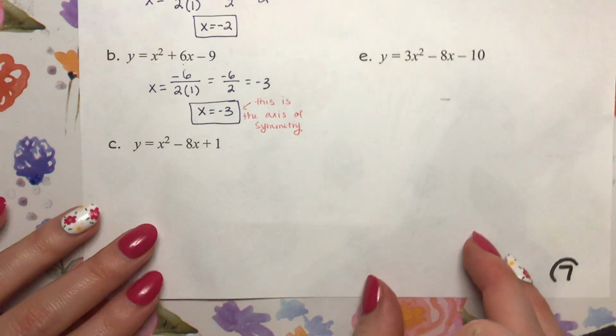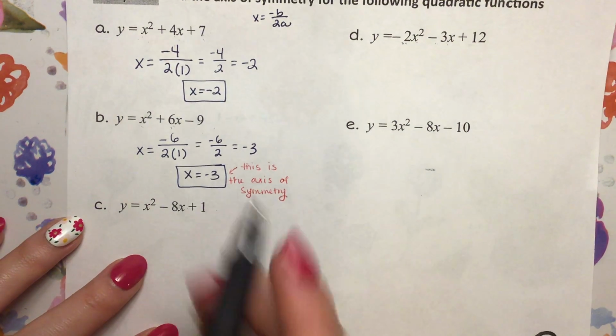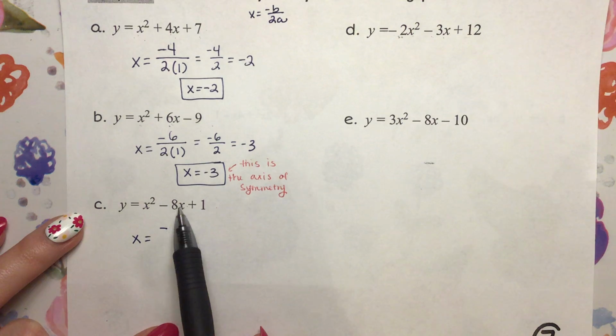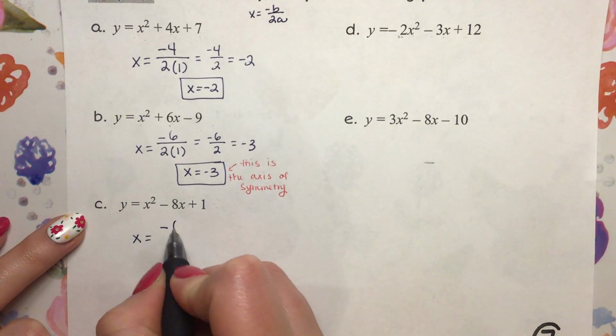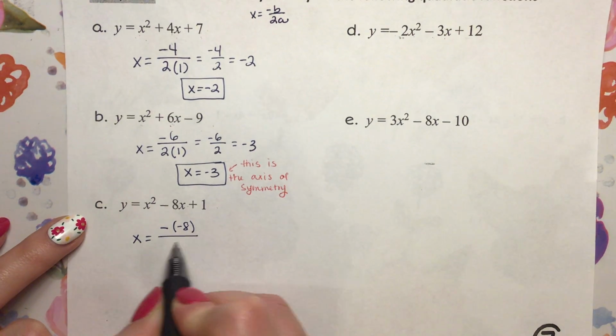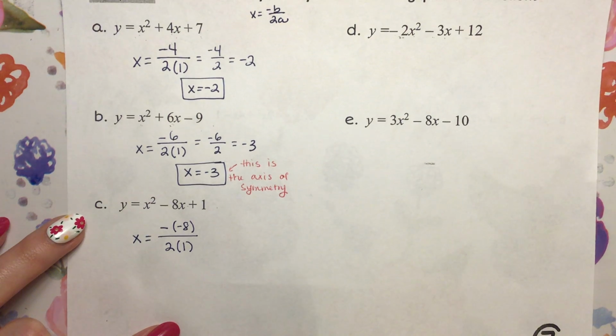All right, let's do example C. We're going to do negative b over 2a. So I have x equals negative. The b value here is negative 8. So I need to put negative 8 in that spot. Over 2 times a. A is once again an invisible 1.